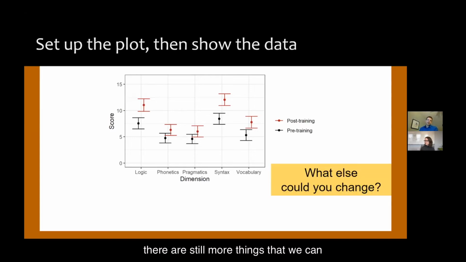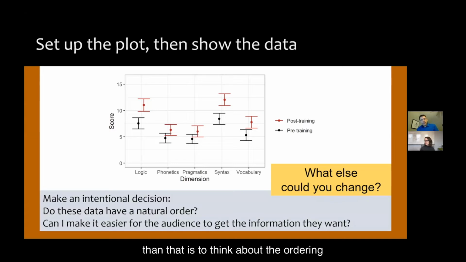But in this case, there are still more things that we can change about this plot. So you might want to make the points bigger. You might want to consider your color scheme. But something that's a little bit more basic than that is to think about the ordering, right? So sometimes you have a very obvious ordering, like day 1, day 2, day 3. You have to put those in order, right? But these categories don't have any inherent order. They're just alphabetical, which is how most software will plot it.